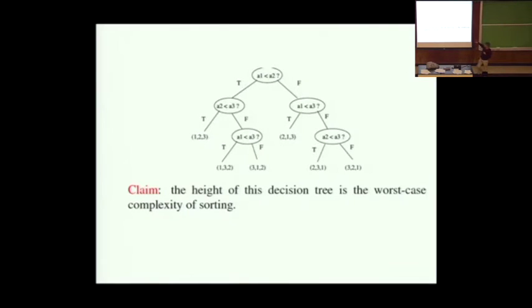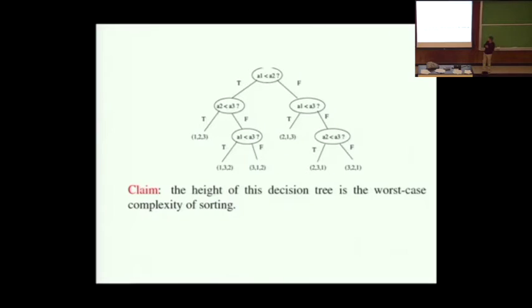If this is insertion sort, what is the worst case running time of insertion sort? It's the height of this tree. Does everybody see that? That's the time it took on the hardest element. The height of this tree is exactly the worst case time of it. Right?